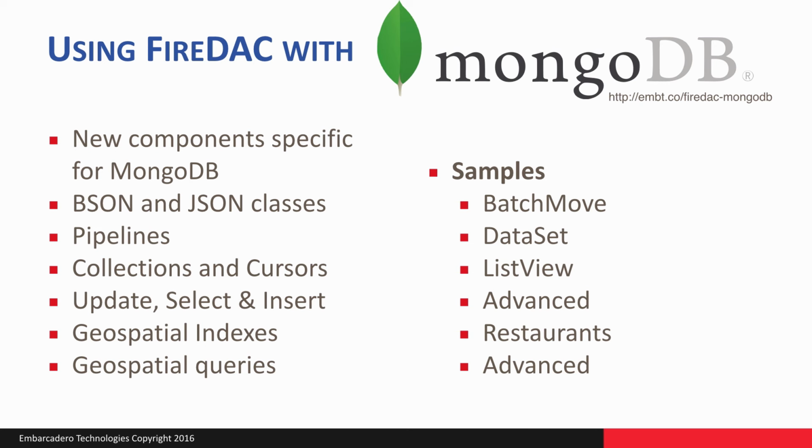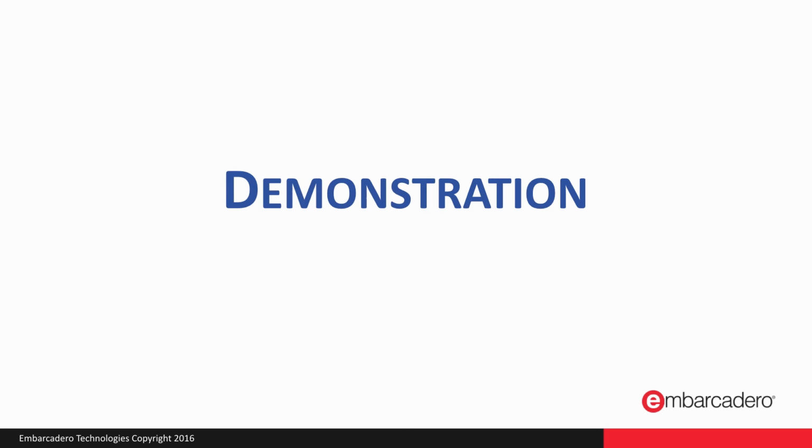For example, geospatial indexes and geospatial queries allow you to do queries and say, hey, how close is this latitude and longitude to another latitude and longitude? And it takes into account curvature of the Earth and everything. Lots of cool stuff. That's not unique to MongoDB. It's available in other databases as well, but still a very, very cool feature. So let's take a look at some of this in action.